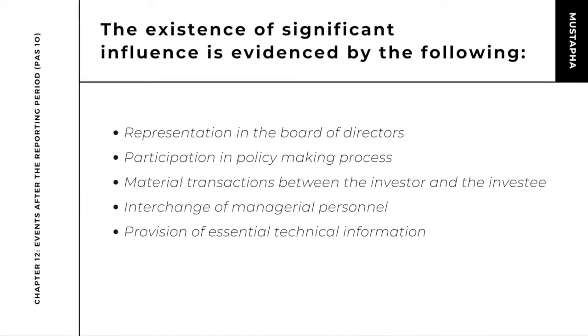The existence of significant influence is evidenced by the following. So we have five here where you can see the effect of significant influence. First, representation on the board of directors. Second, participation in the policy-making process. Third, material transactions between the investor and the investee. Fourth, interchange of managerial personnel. Fifth, provision of essential technical information.